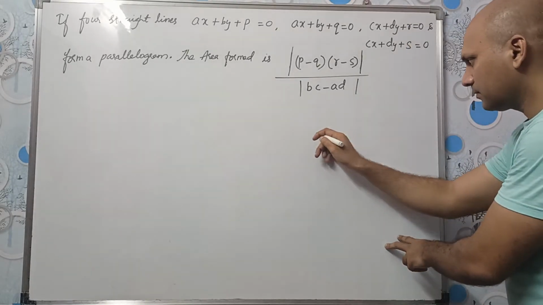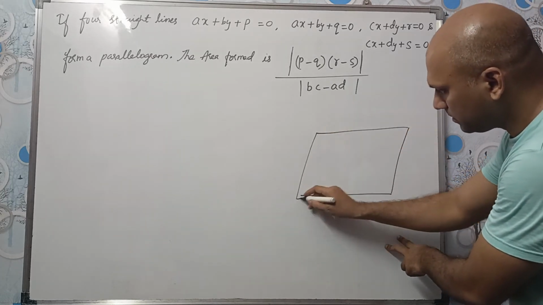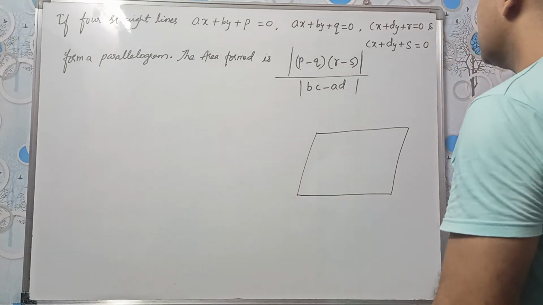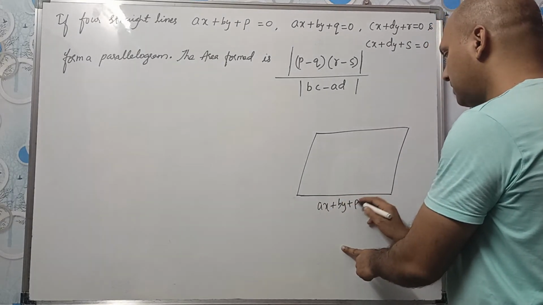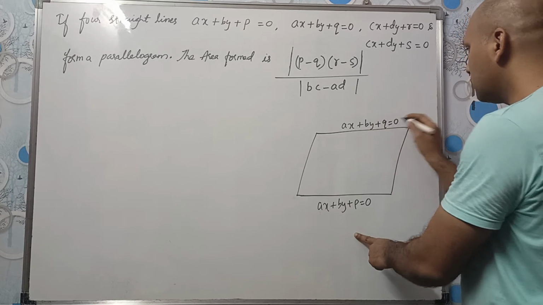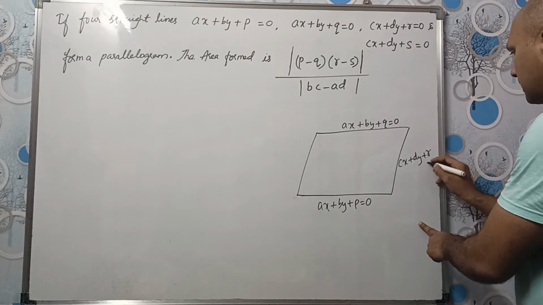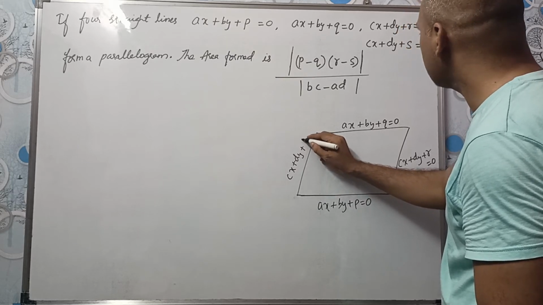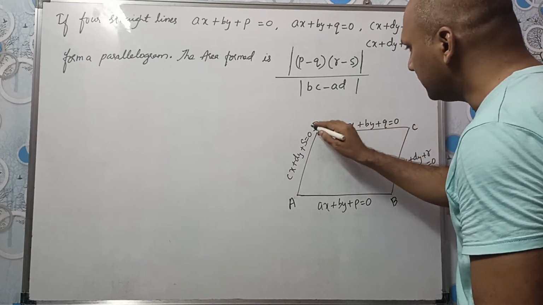Let us draw the diagram. Okay, let us say this is our parallelogram. Let us say this is the equation of the first line, ax plus by plus p is equal to 0, and ax plus by plus q is equal to 0. Okay, and this is cx plus dy plus r is equal to 0, and this is cx plus dy plus s is equal to 0. Let us name this parallelogram A, B, C and D.